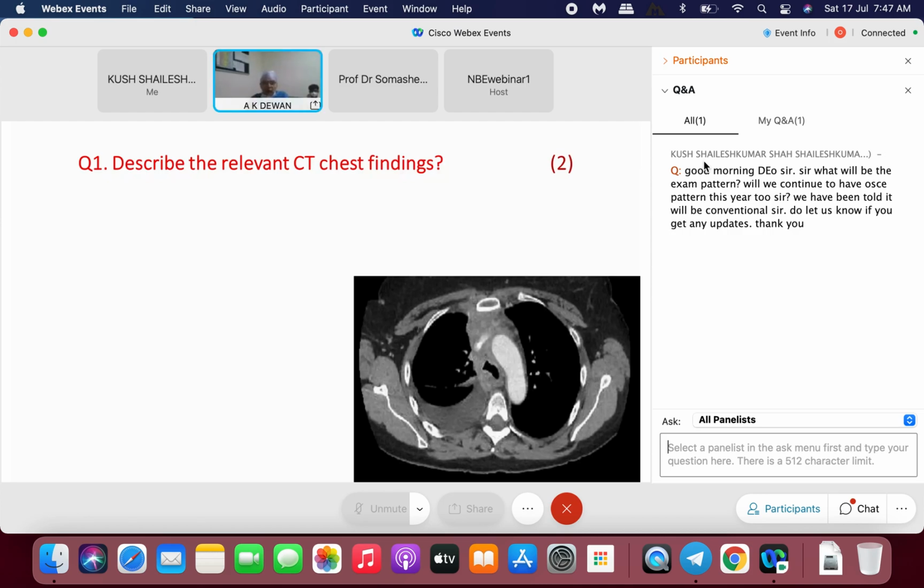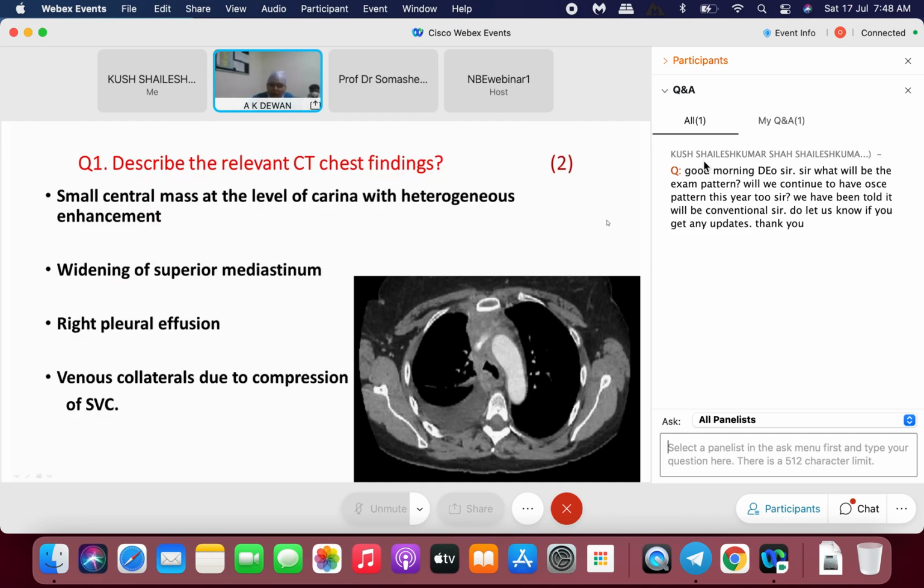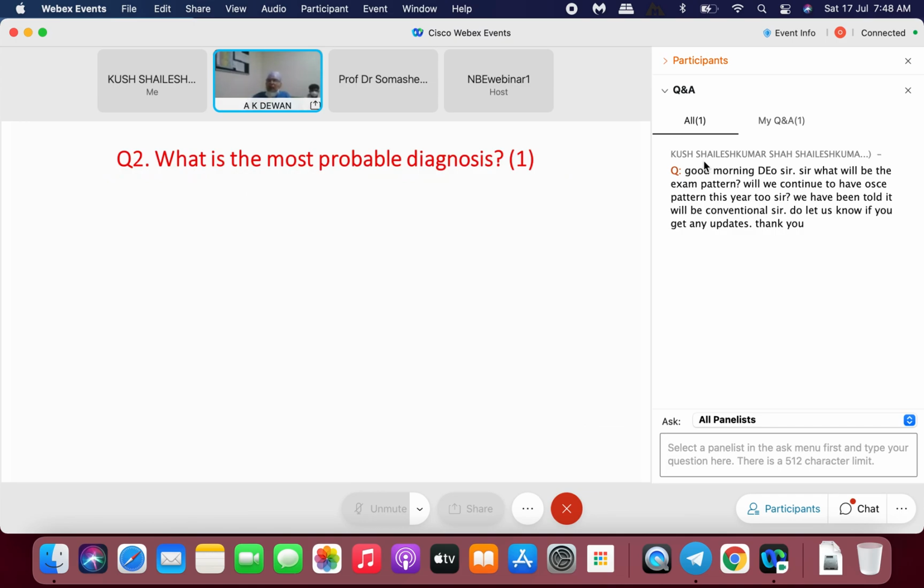Okay. What I am showing you are just examples only. Don't take it that this is the NB paper. These are just examples. Okay. So now what is this showing? This is showing a central mass at the level of carina with heterogeneous enhancement. There is widening of superior mediastinum, right pleural effusion, and SVC was compressed. And can you see these dots, multiple dots? Even in the axilla, even in the chest, you can see the multiple dots. These are venous collaterals due to compression of SVC. So the next question will appear, what is the most probable diagnosis?